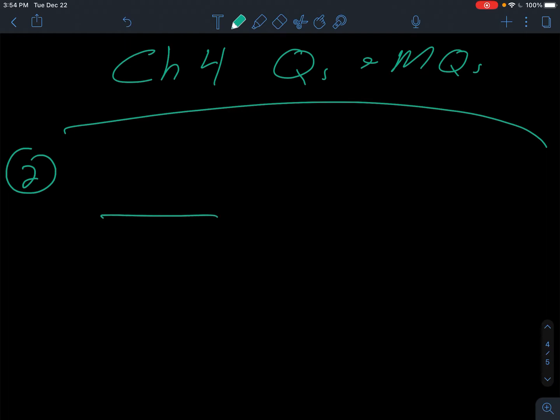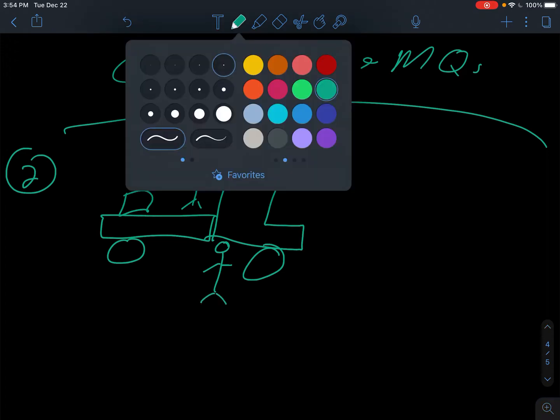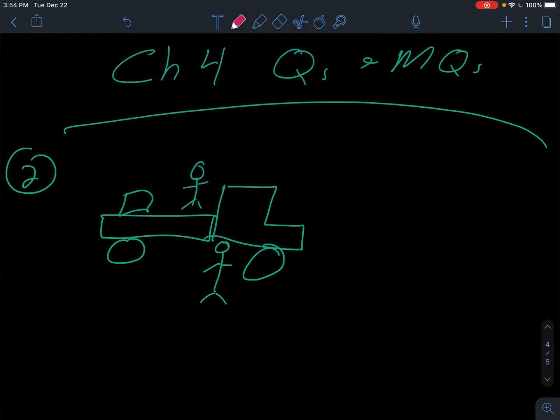Don't laugh at my truck. Let's see here. There we go. So we got the 2 people. Let's label them. What's their names? Chris and Mary. So Chris is on the truck and Mary is off the truck.